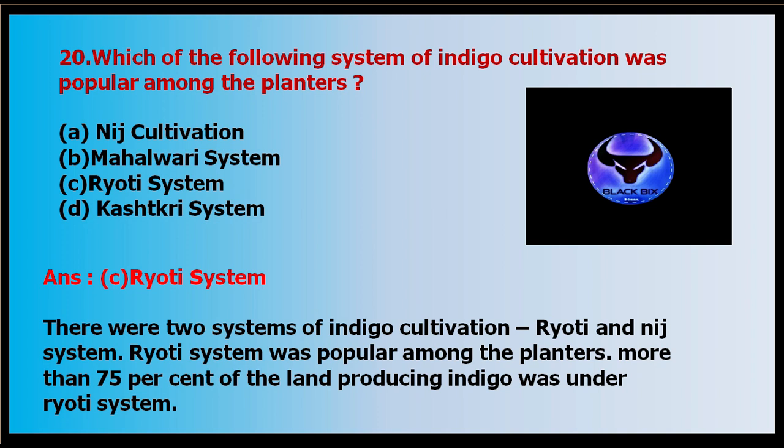There were two systems of indigo cultivation, the Ryotwari system and the Nij system. And the Ryotwari system was popular among the planters because more than 75% of the land producing indigo was under the Ryotwari system. Here planters forced and exploited the farmers, and they forced them to grow the indigo. This is why it was popular. It was easy for them to produce the indigo through the farmers.